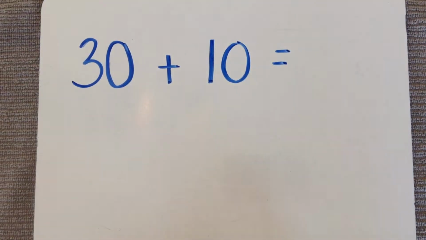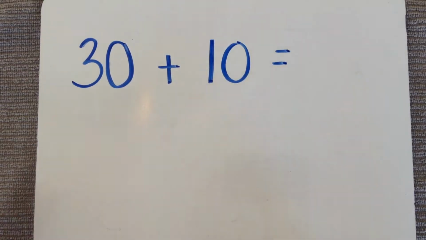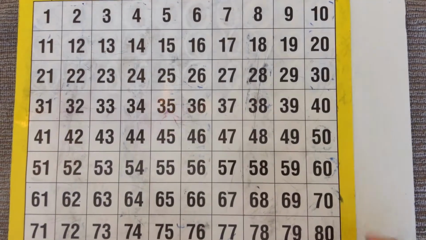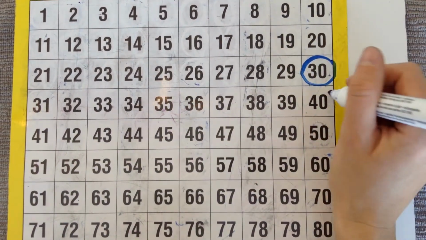This is the addition question, 30 plus 10. I'm excited about this question because I see that it's a plus 10 question, so I can use skip counting by tens to help me. If I look at my 100s chart, I'm going to be starting at the number 30. And then I'm going to be getting 10 bigger.